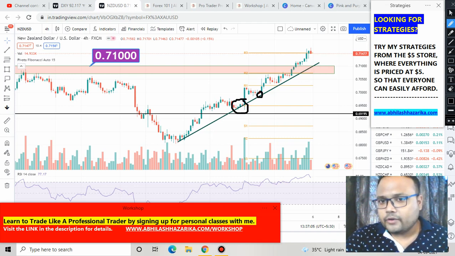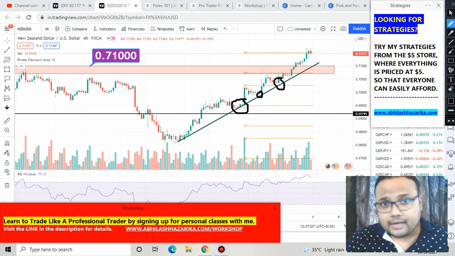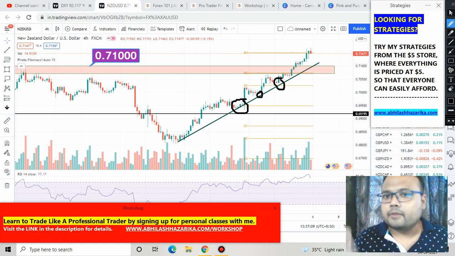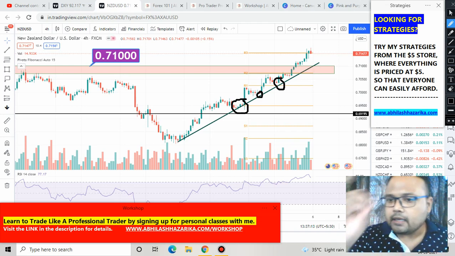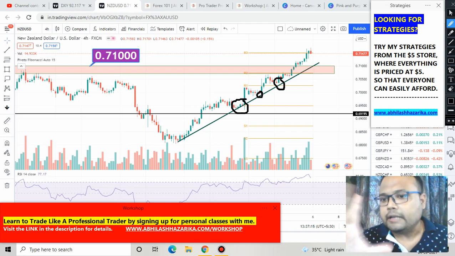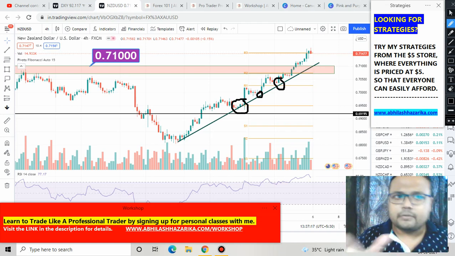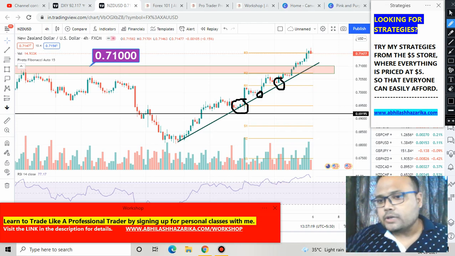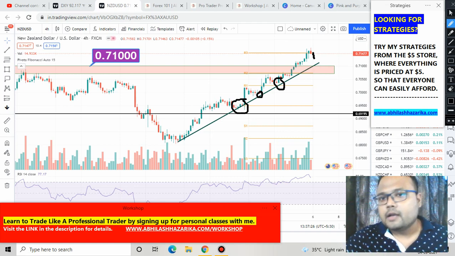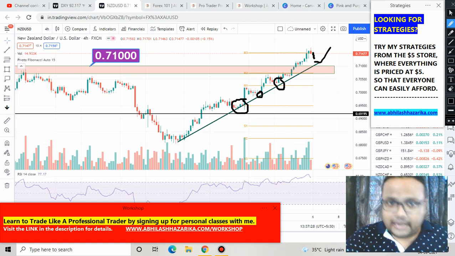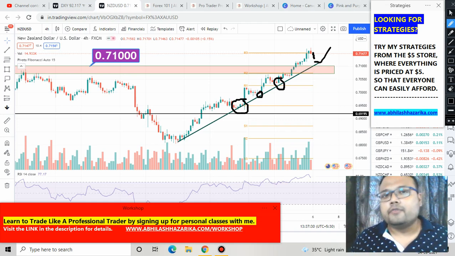So I would like to request you, if you do not have this trend line present on your charting platform, then you must draw this line, because this is the nearest support to the market. So in case the market comes down, then you can hope that this trend line will be acting as the first support for the market. And if the market bounces from the trend line, then definitely you can go for a buy order.